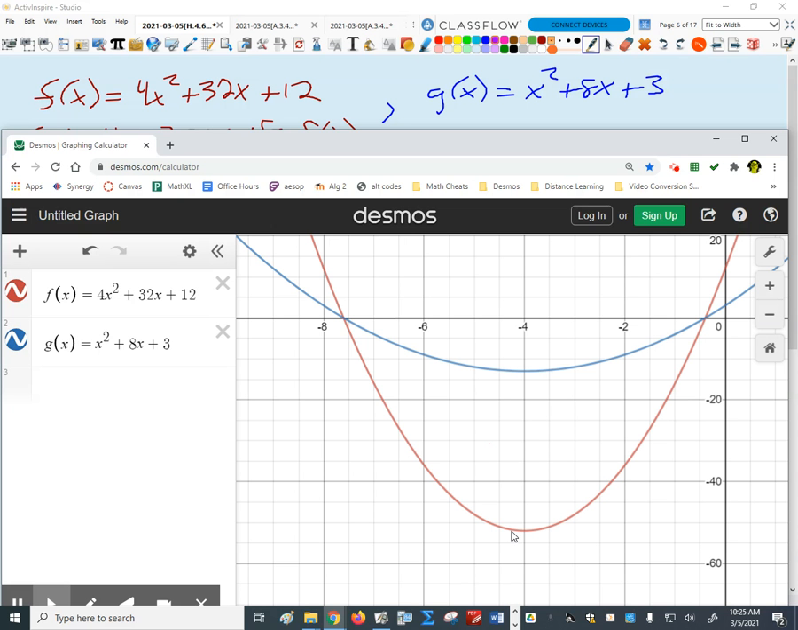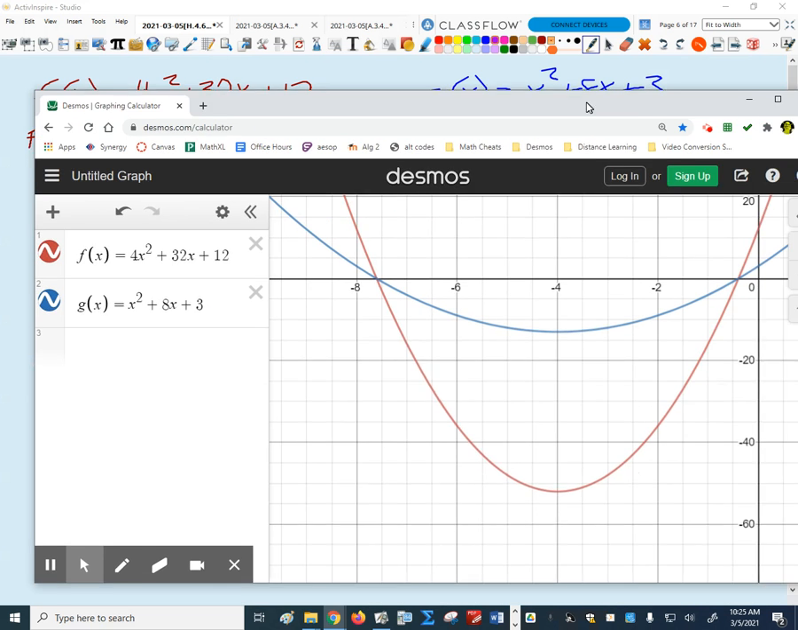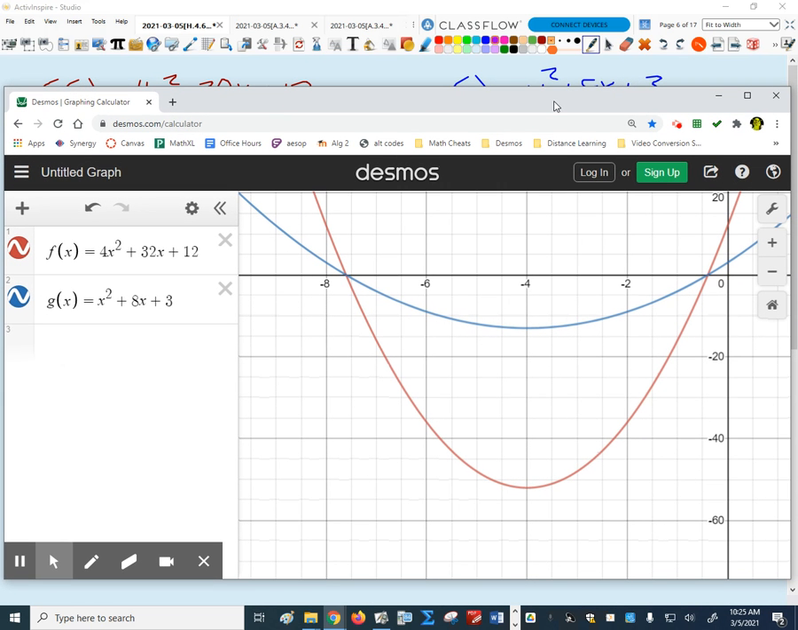The blue and the red are different graphs. So how in the world can I do this? How can I find the zeros of this function by dividing by 4? Because look, I end up getting the zeros of the blue function. But look at this. What do you notice about the zeros of the red and the blue functions? They're the same, aren't they?